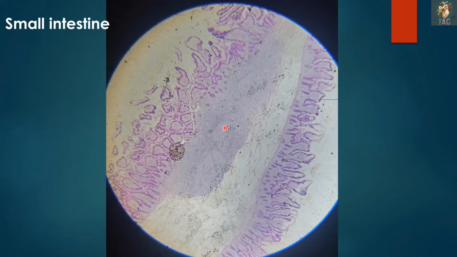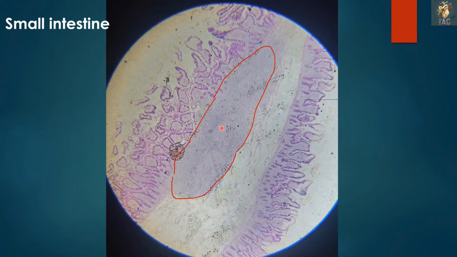Next important point which you should know, that this whole area which is present in the lamina propria, these are the aggregates of lymphocytes. So these aggregates of lymphocytes are present in this area, and these are forming the Peyer's patches. So when you identify the Peyer's patches, you have to write it as the ileum.